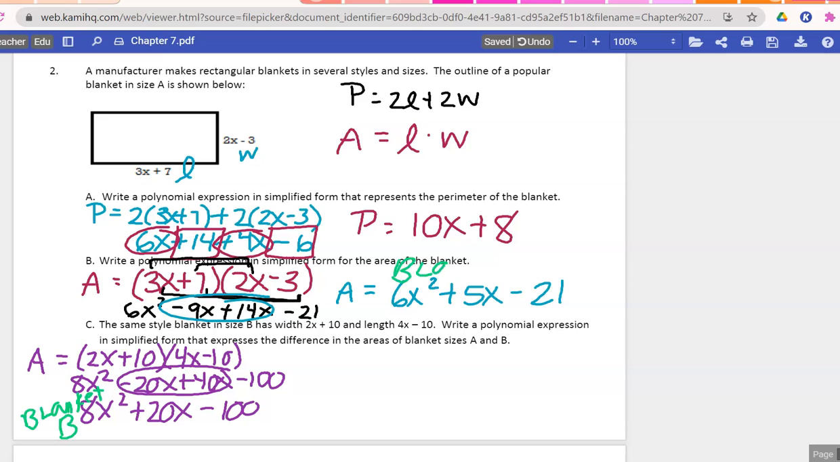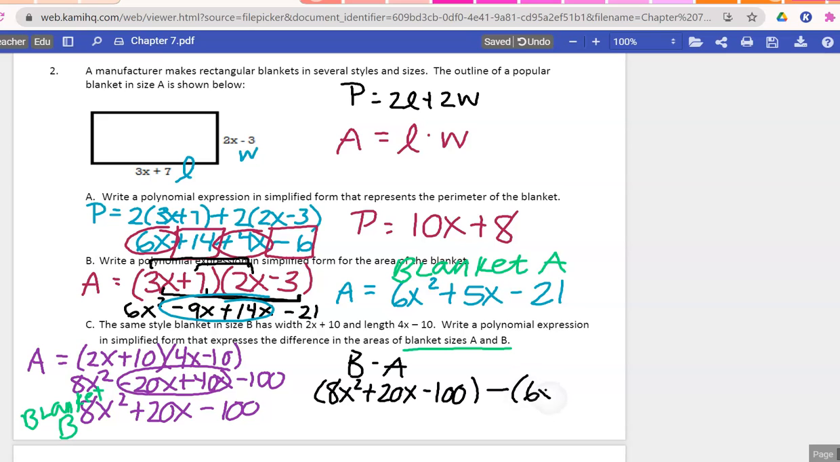This is your area for blanket A. To find the difference between sizes A and B, we're going to take B minus A. So 8x squared plus 20x minus 100 minus 6x squared plus 5x minus 21. Change your signs in your second set of parentheses first.